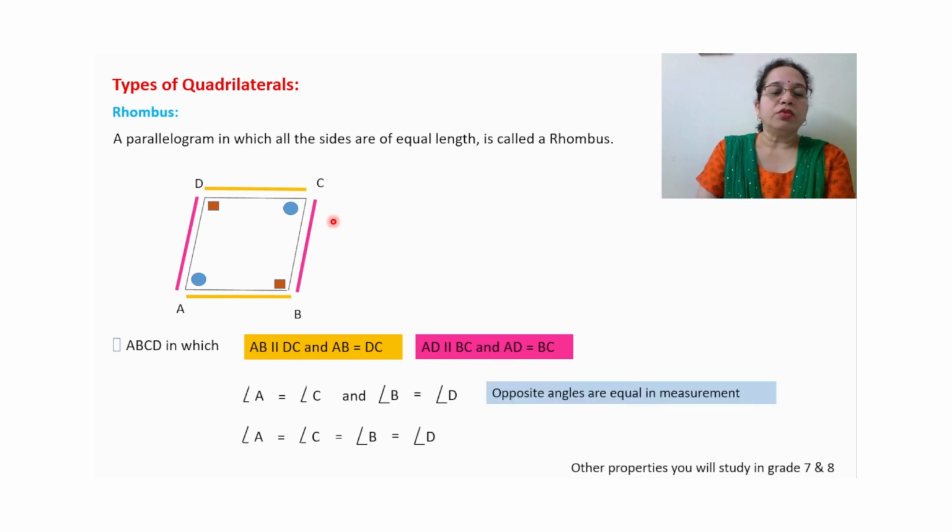And what is new over here? Are these four sides equal in measure or not? This is your work, to find out whether it is true or false. Opposite sides are equal, but are all the four angles equal or not? This is your work to find out. Just draw one rhombus and find out. You will get that all the four angles are not equal. Only the opposite angles are equal. So this one statement is false. And what is the new thing over here? All the four sides are equal in length.